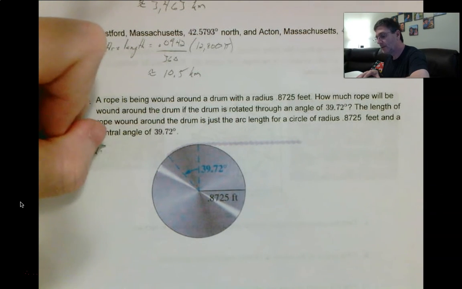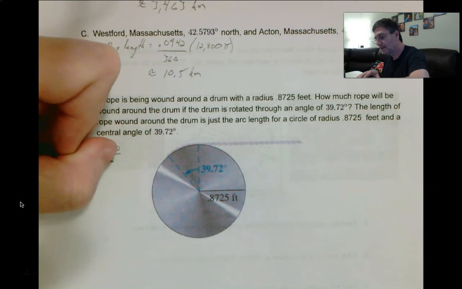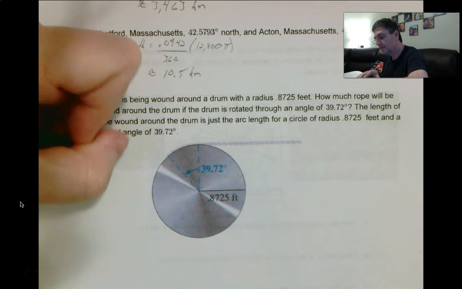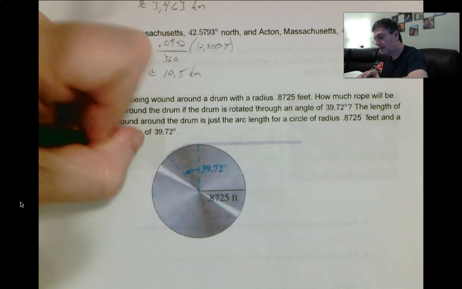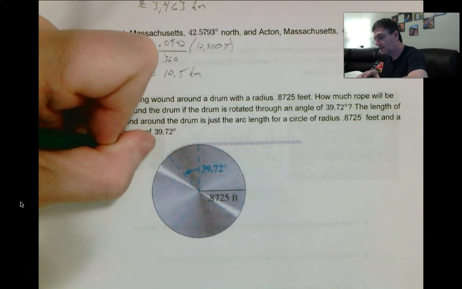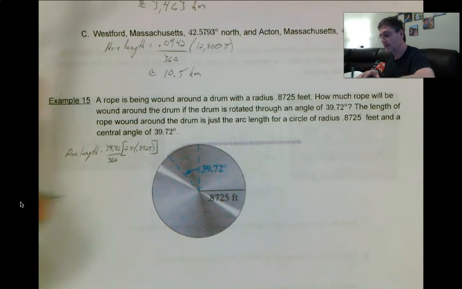Equals 39.72 over 360 times 2 pi times 0.8725, and we're going to go straight to our calculator.